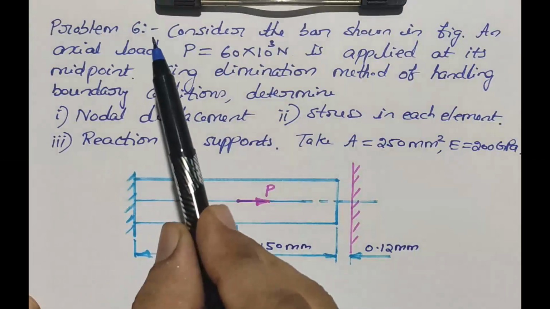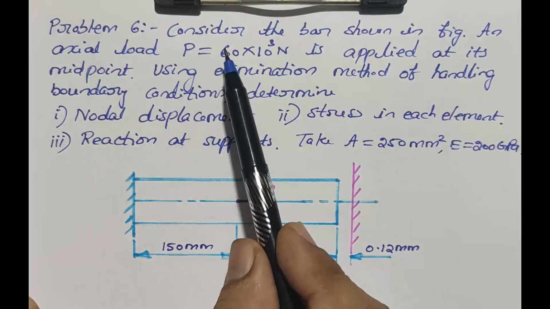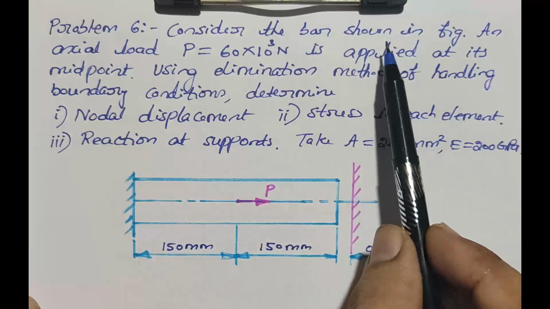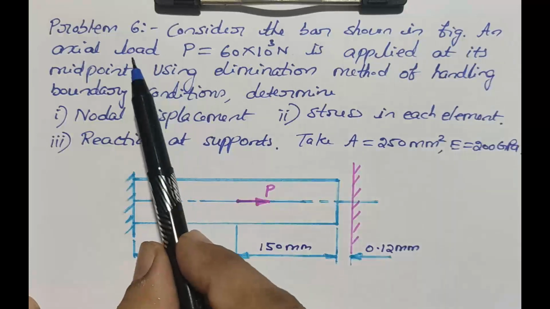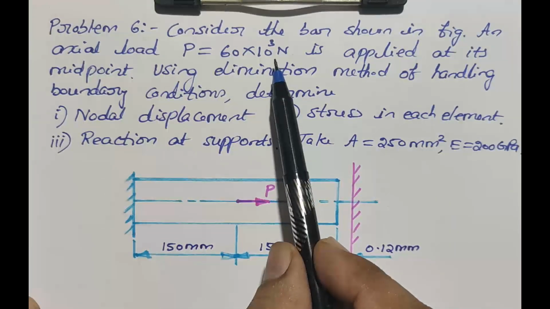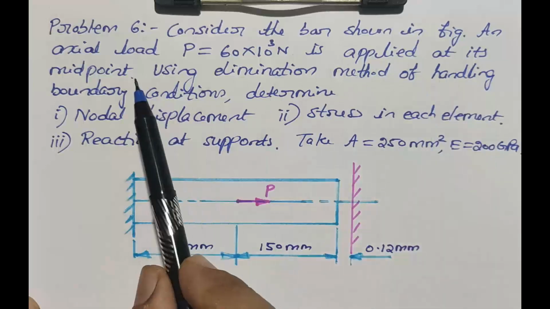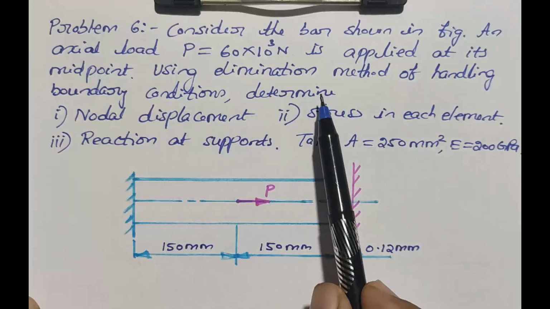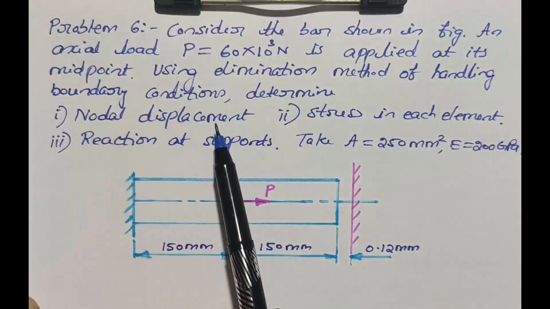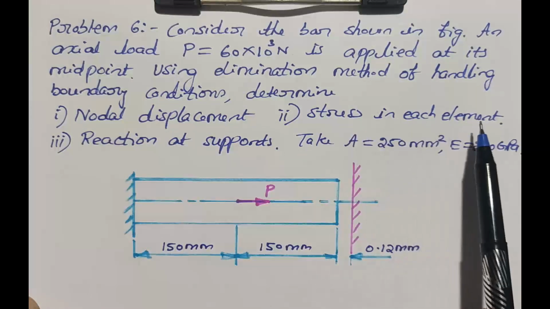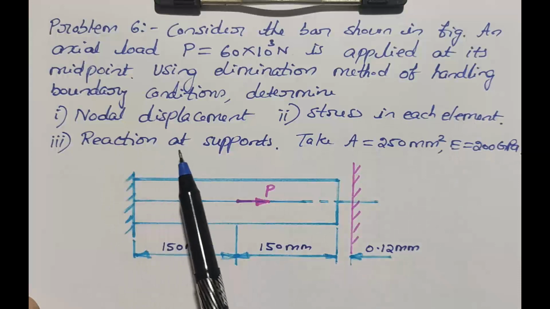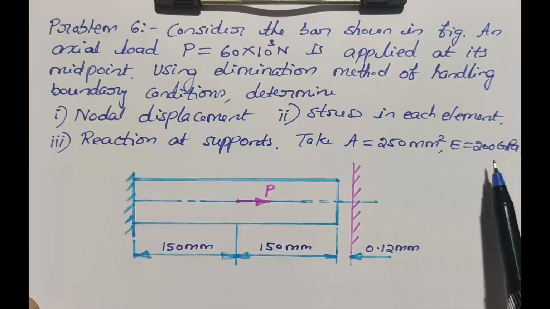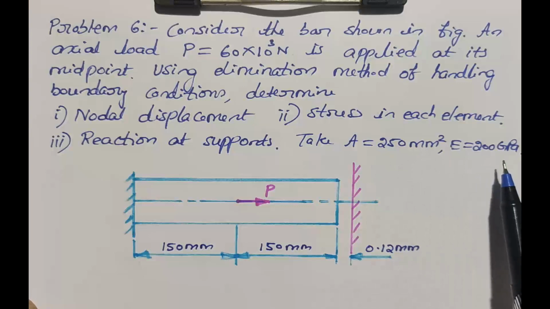Problem 6 on 1D bar using elimination approach. Consider the bar shown in the figure. An axial load P equal to 60 kN is applied at its midpoint. Using the elimination method of handling boundary conditions, determine first, the nodal displacement; second, the stress in each element; third, the reaction at supports. Take A equal to 250 mm square, E equal to 200 GPa.